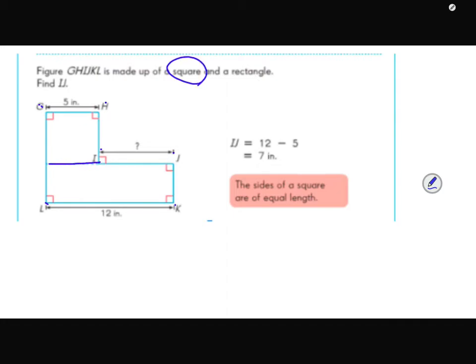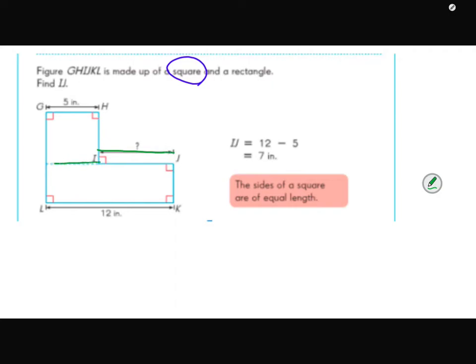Well, common sense tells me that this must be the square and this must be the rectangle. I know squares, all the sides are the same. And I know rectangles, opposite sides are the same. So they want me to find IJ, which is this one right here. So I have to stop and I have to think about what I already know or don't know. So I'm trying to find this.